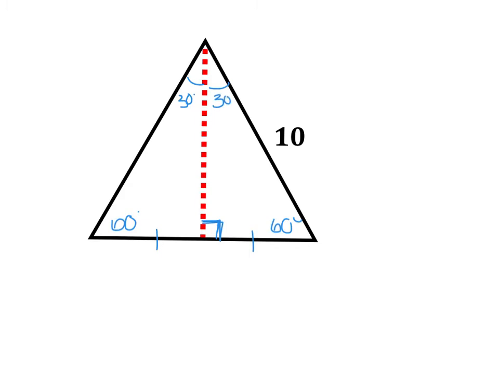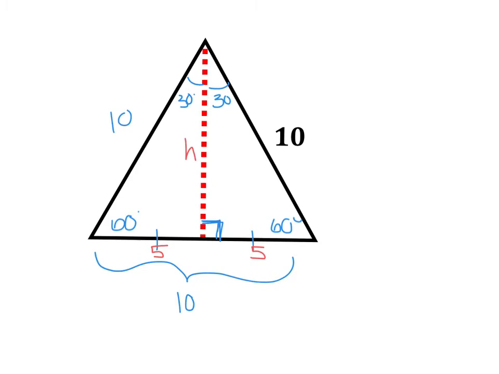All right, so let's look at the side lengths of this triangle. Each side here is 10, correct? So this side is 10, this side is 10. Because I split it in half, now I know that each of these little pieces has to be 5. So how am I going to find the height? That's what I need to find, the height of this.